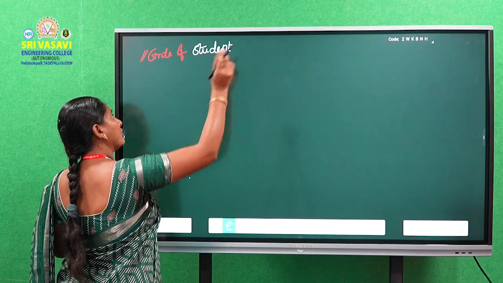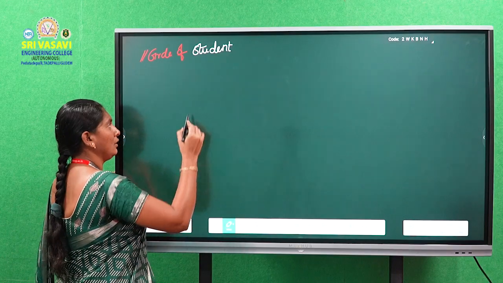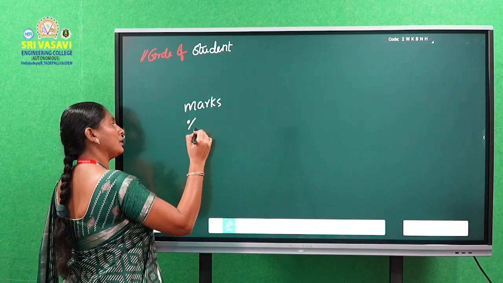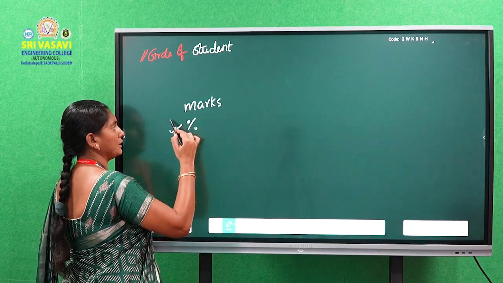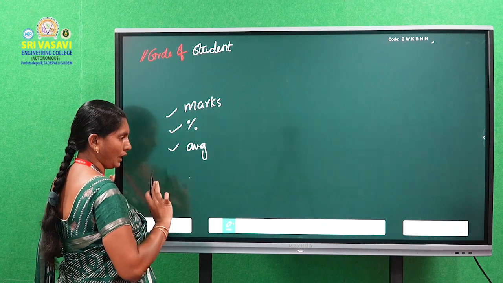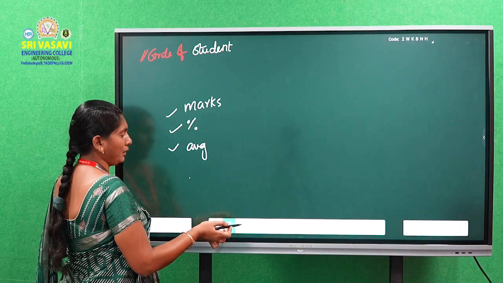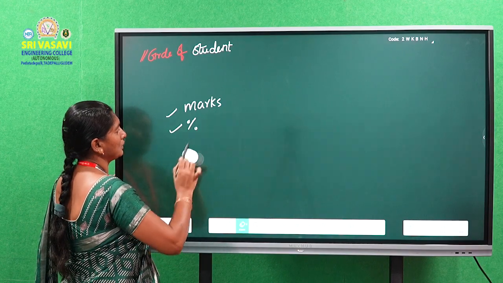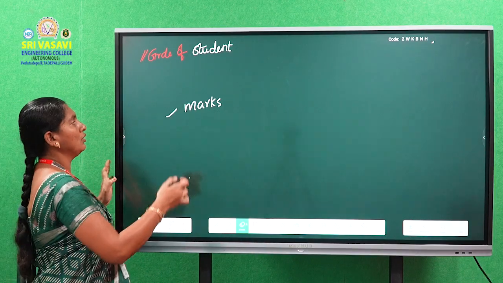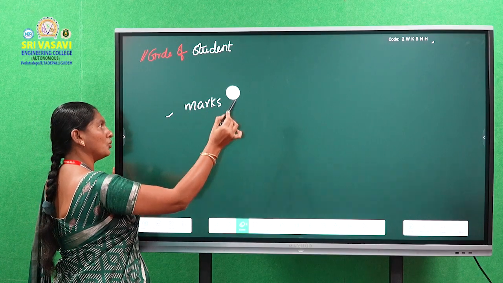So here there are different criteria to print a grade. You can print a grade with the help of marks only, or with the help of percentage, or by using average. Here I would like to print the grade only using marks. You can use any of these three criteria. So here I would like to print the grade based on marks only.